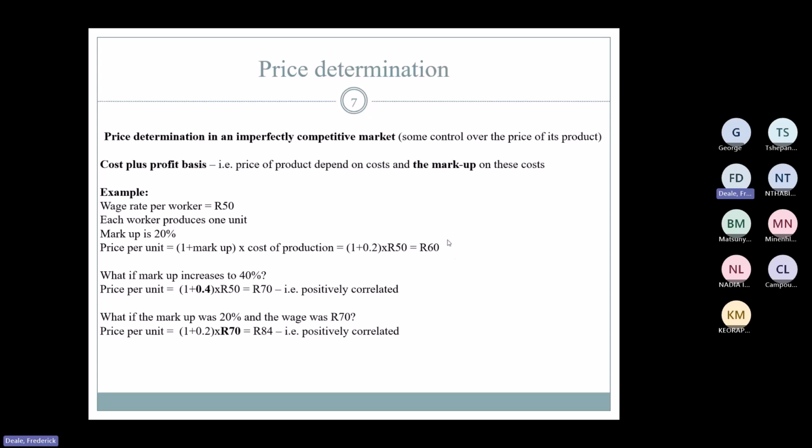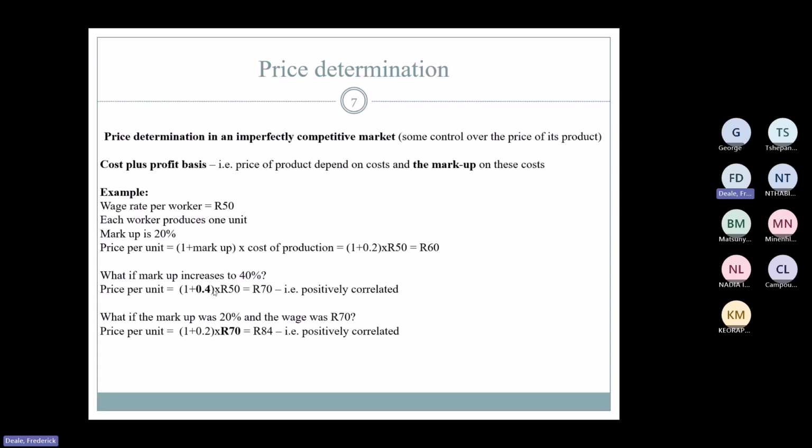So that means I've got to charge 60 Rand for a haircut. So 60 Rand for a haircut enables me to pay the employee 50 Rand and make my profit of, in this case, 10 Rand. So here are two examples. What happens if we move the markup or the wage? First of all, what happens if the markup increases to 40%? Well, we just replace the 0.2 in that formula, which I've put in bold here, with 0.4, which is 40%. That means 70 Rand would be the price of the unit.